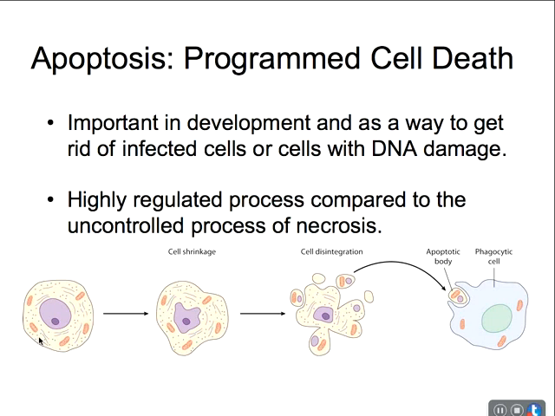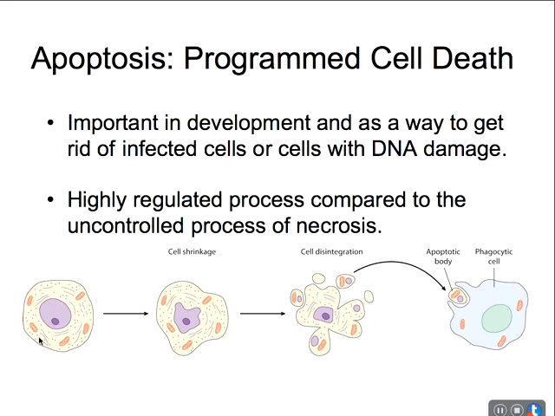What happens here is when the cell gets the signal that it's time to go through apoptosis, first thing is the cell starts to shrink. It actually shrinks in size. It also starts to form what we call blebs. Blebs are these little kind of pinching off of pieces of the cell. It forms this blebbing activity.